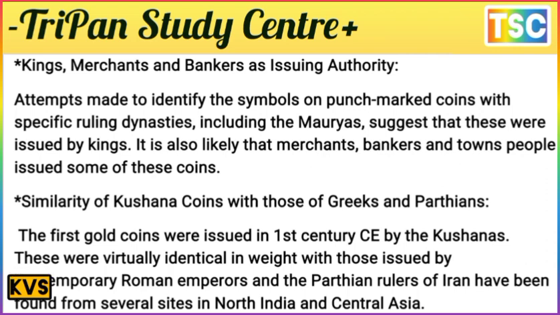The next point: similarity of Kushana coins with those of the Greeks and Persians. The first gold coins were issued in the 1st century CE by the Kushanas. This is an important question for the MCQ. The Kushanas issued the first gold coins, which were identical in weight to those issued by the contemporary Roman Empire and the Parthian rulers of Iran, and have been found in several cities in northern India and Central Asia.